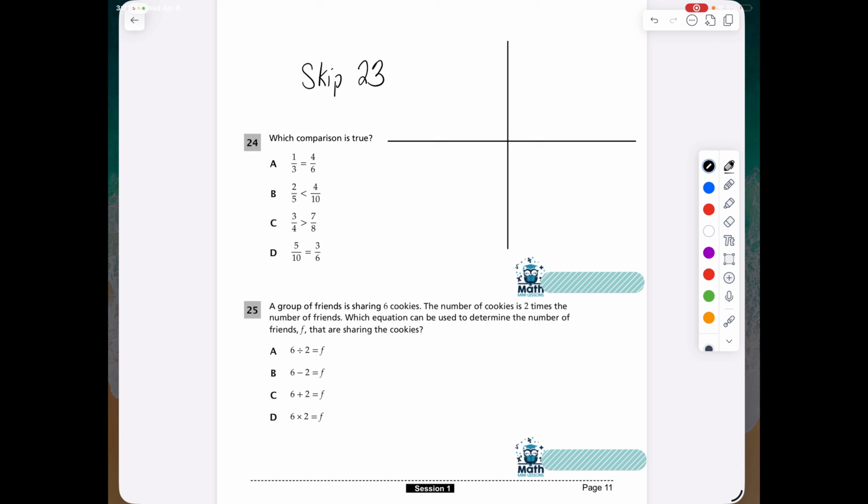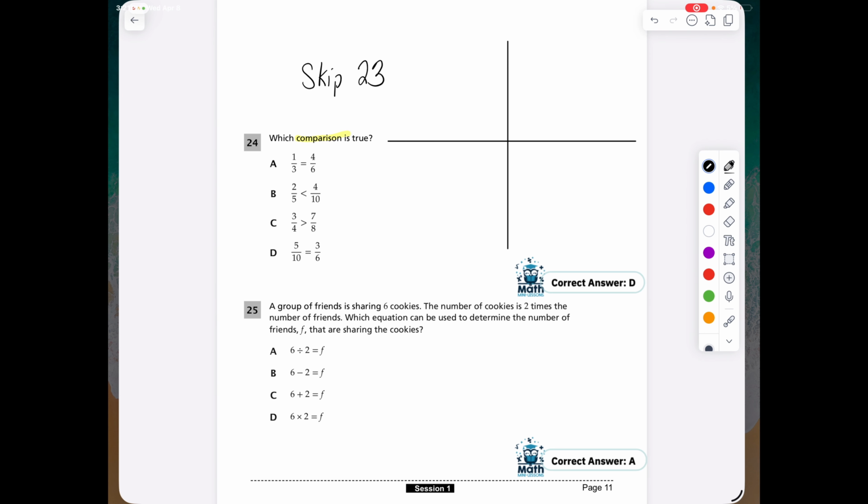They skipped 23, so we're going to go right to 24 and 25. Our answers are D and A. Check your work. If you got them and you feel confident, skip to the next chapter. All right, we're going to start with 24, which is a comparison, and we're comparing two fractions.